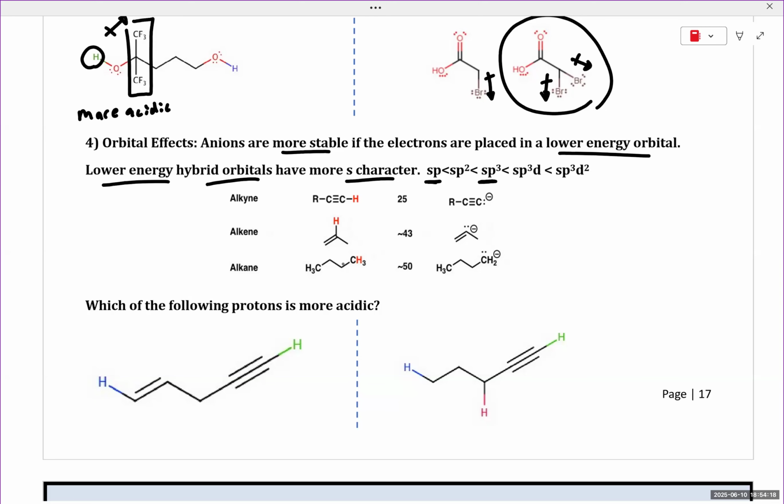This makes sense. As you can see, alkynes are most acidic because this lone pair is held in an sp orbital. Alkenes are the next most acidic because the lone pair of the conjugate base is held in an sp2 hybrid orbital. And alkanes are the least acidic because when you generate the conjugate base, the lone pair is held in an sp3 orbital. For alkynes, when you deprotonate them, you generate the most stable anion possible for a carbon-centered anion. Well, for alkanes, you'll get the least stable anion.